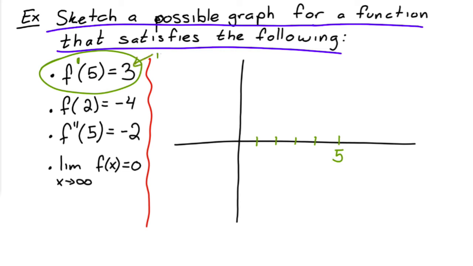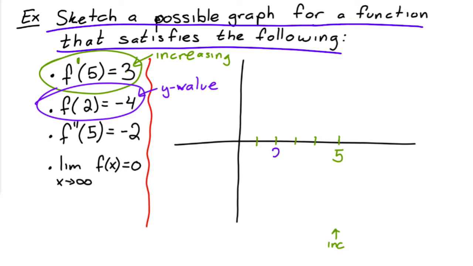So this means that it has to be increasing at exactly 5. So exactly right here, it has to be increasing. Okay, so I'm just going to write that right there just so that I keep that in mind. Now, the next one says that f of 2 equals -4. This guy right here is the y value. So what this is saying is that when x is equal to 2, y is equal to -4. So my graph has to pass by this point right here. So it has to cross there somewhere.